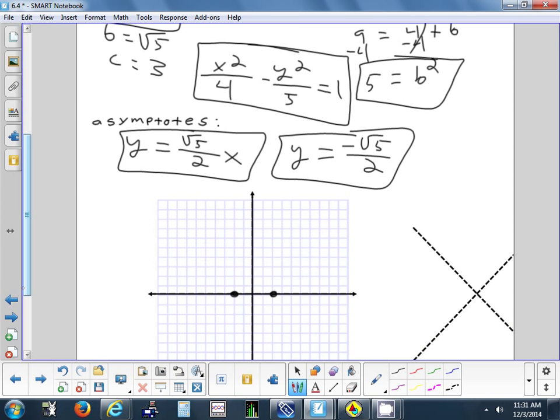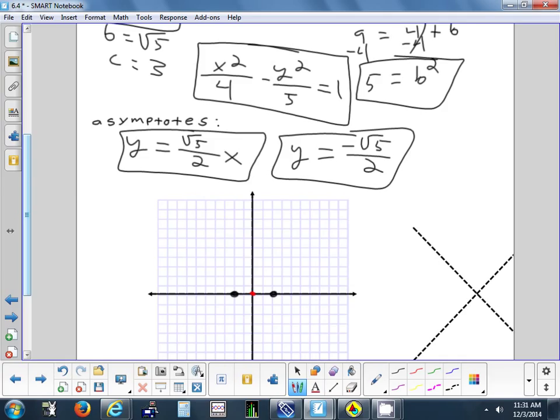Okay, let's graph them. Both of these lines, what's the y-intercept on both those asymptotes? Yeah, 0. Think of y equals mx plus b. There's nothing on the end of this. So there's no intercept. They're both going to go right through the origin. So that's 1 point. Okay, and I need one more point. We can use a calculator. Let's let x be 2.